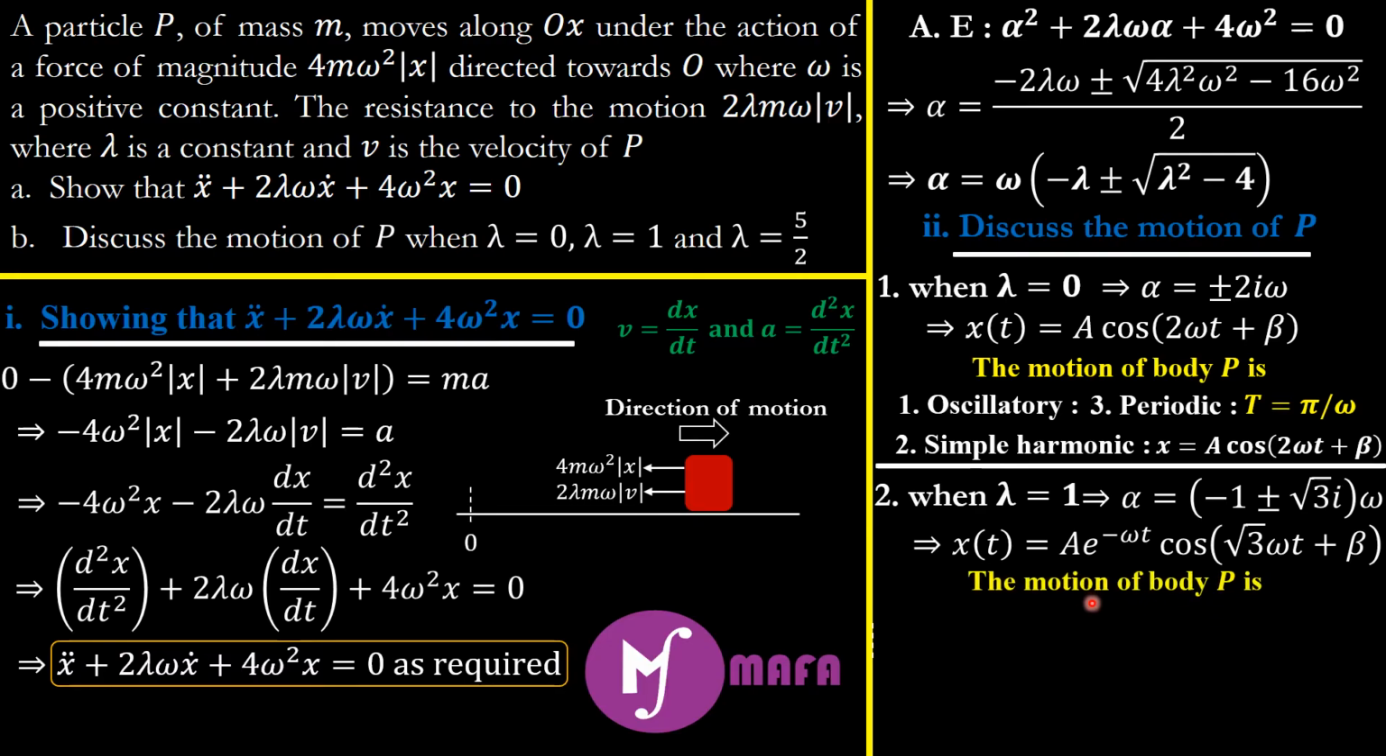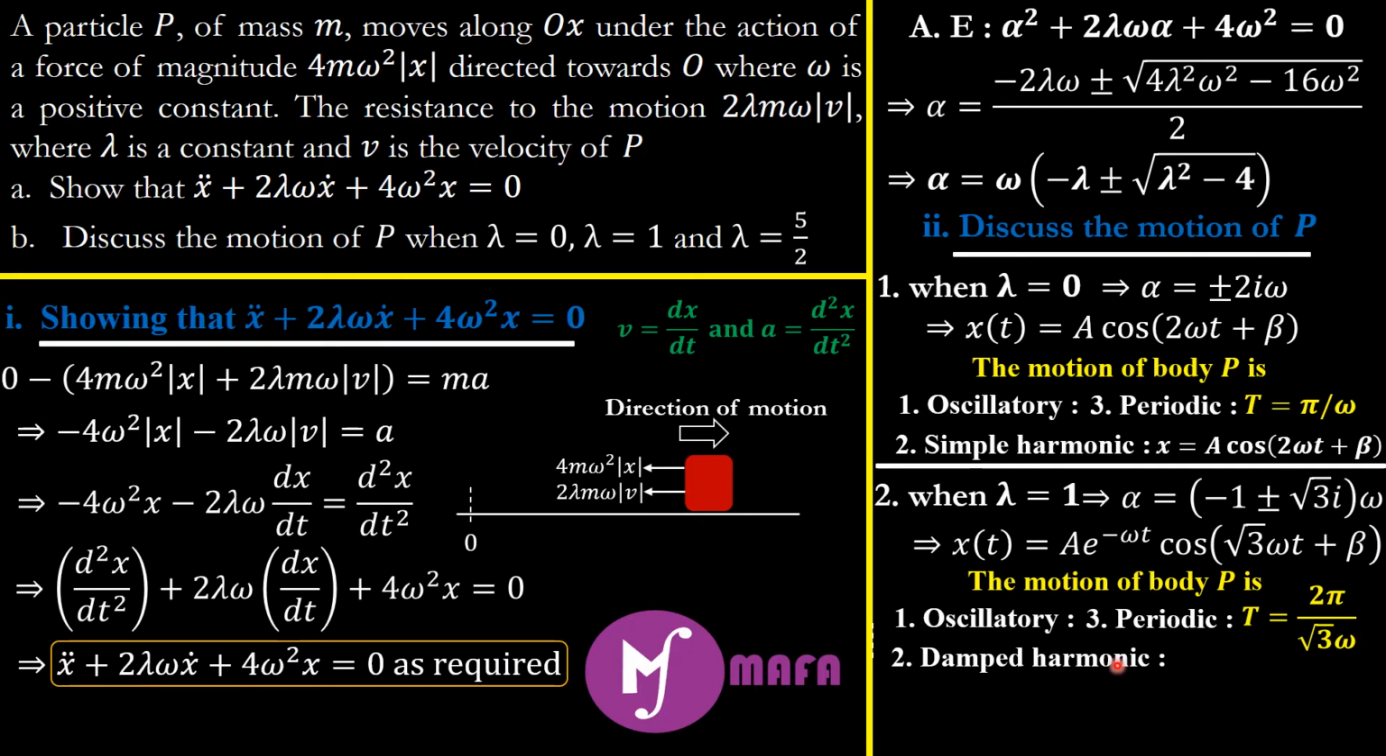Now since the motion can be written in this form, first of all it is oscillatory, and this cosine of root 3 omega t plus beta is called the oscillating factor. But now it is not simple harmonic. It is damped harmonic because we have the damping factor. I'm going to explain that as we proceed. The period of the oscillation is 2 pi divided by the imaginary part of our complex solution, and the imaginary part is omega root 3. So we have the period to be 2 pi divided by root 3 times omega.